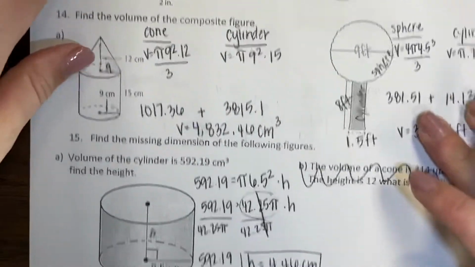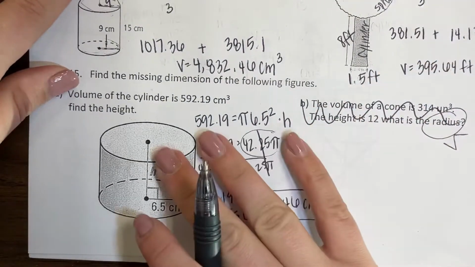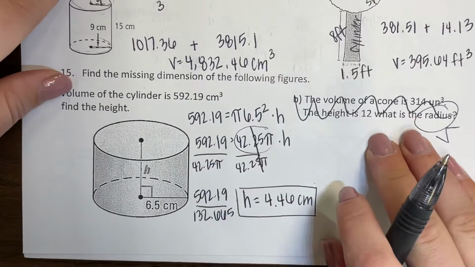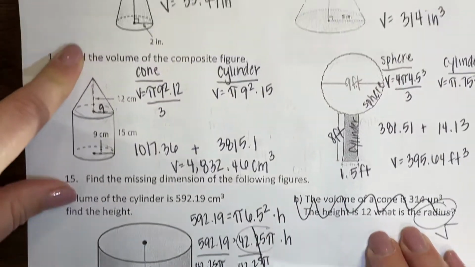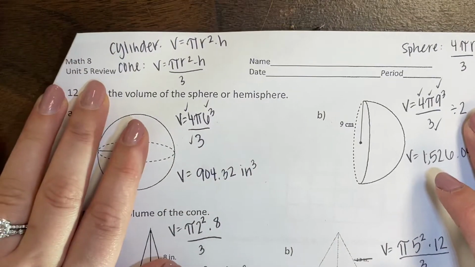So that is it. You are all done. You will only ever have to find the height on the test. Don't worry about finding the radius for now. All right, and that was the Unit 5 review. That's the very last page.